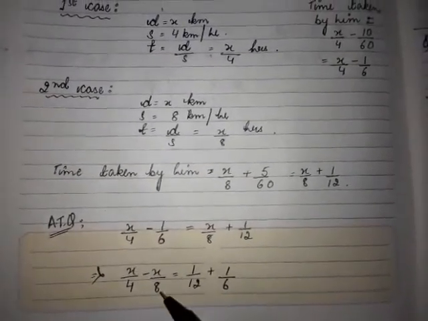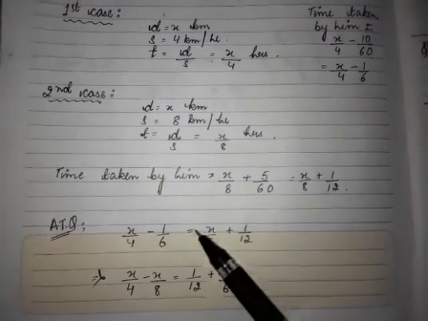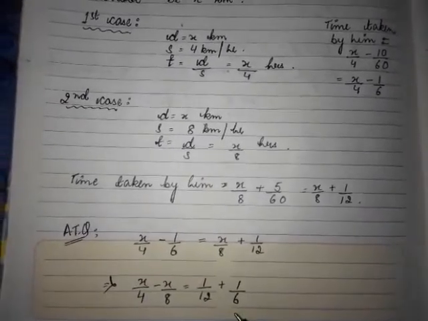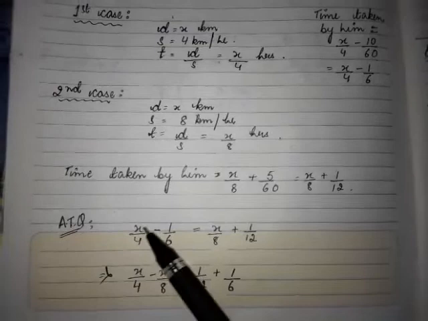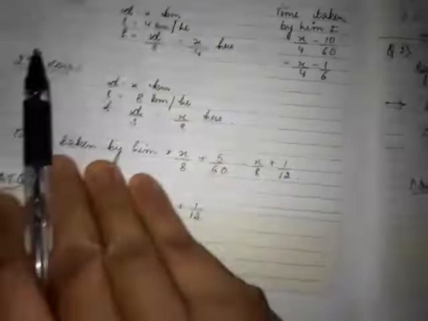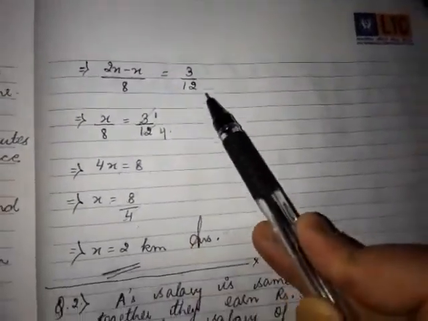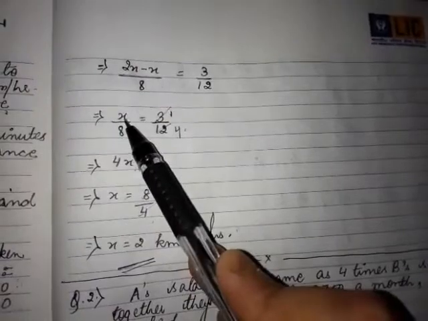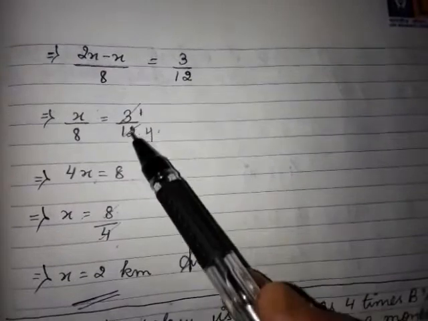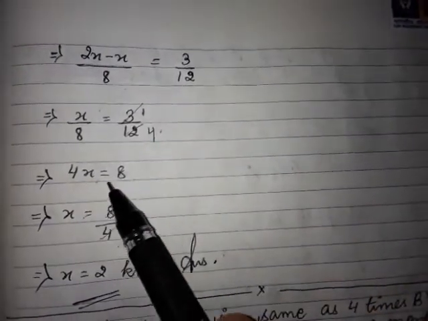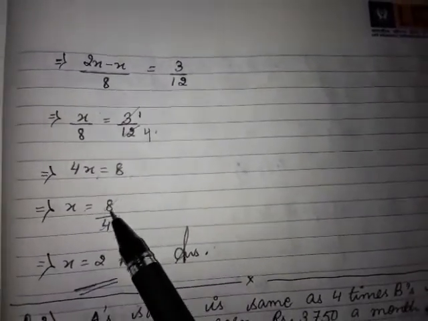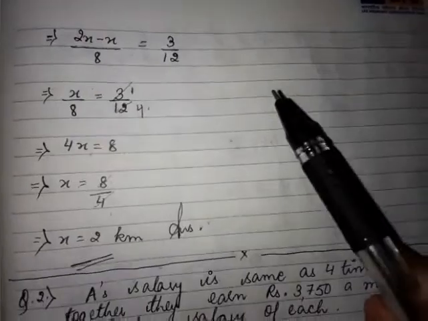So x by 4 minus x by 8. Why did we put minus x by 8 here? Because it is a variable and it has to be put on one side. We are putting all the variables on the left hand side and all the constants on the right hand side. So as the variables or the constants move to either of the sides, the sign gets changed. Now 2x minus x by 8 is equal to 3 by 12. 2x minus x is 1x, we can write it as x. So x by 8 is equal to 3 by 12. Now we know that 3 by 12, when we reduce it we get 1 by 4. So 4x is equal to 8, x is equal to 8 by 4, that is 2 km.